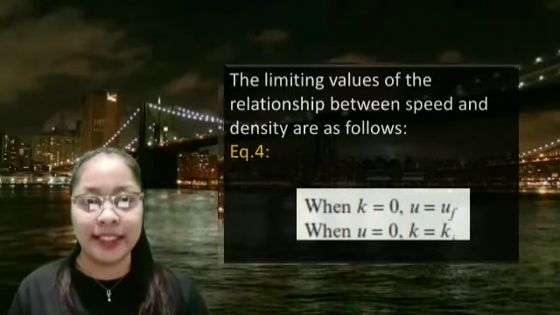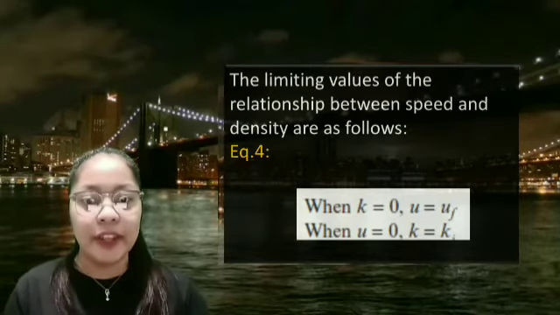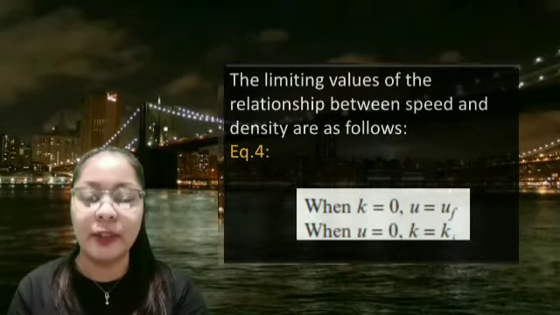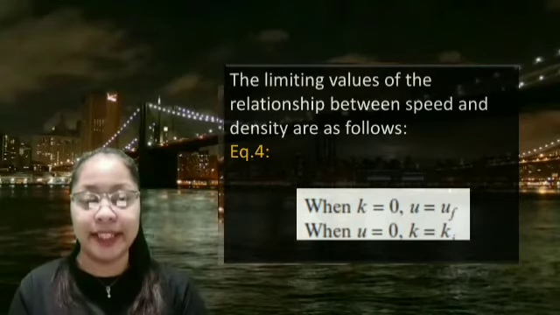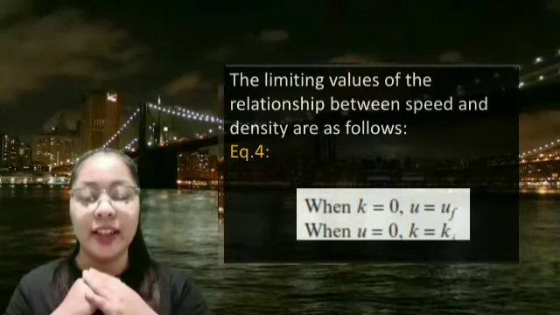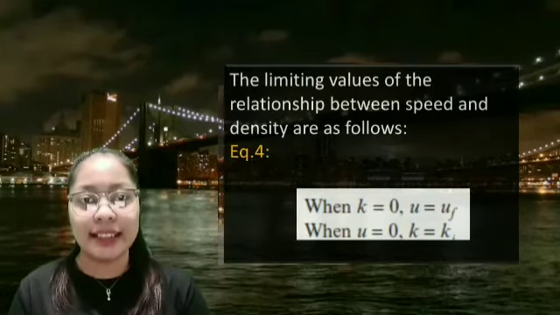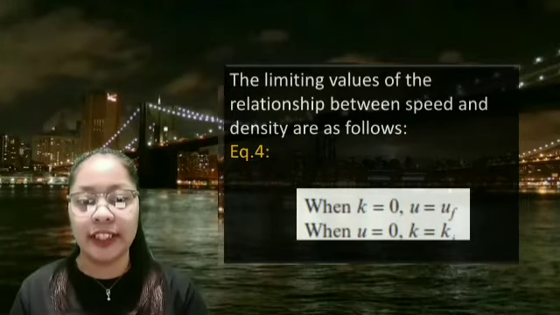nito is most likely at near zero. And yung speed nito at which the car can be driven is determined solely by the geometric design of the road. Kapag mas maraming vehicles ang gumamit nung kalsadang iyon or nung highway, mas tataas ang density nito at bababa naman yung speed. So, thus, the limiting values of the relationship between speed and density are as follows.